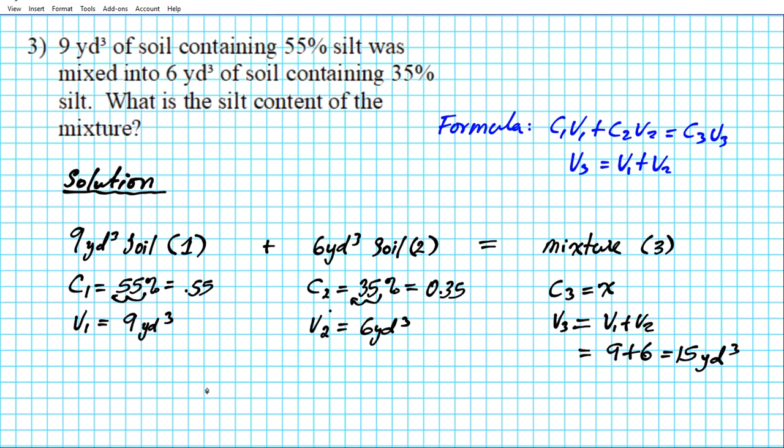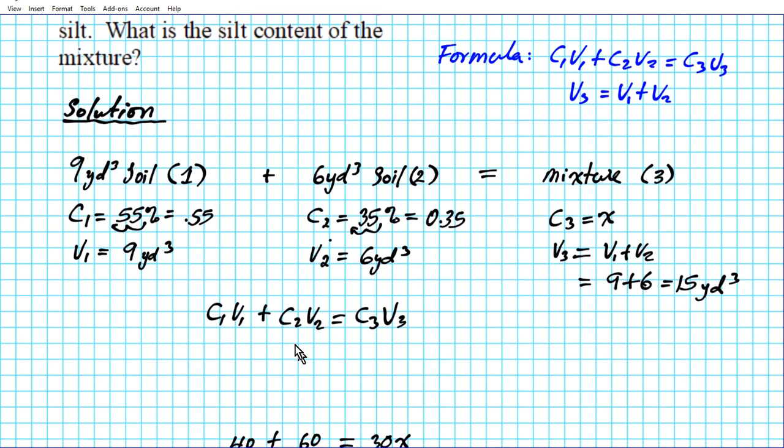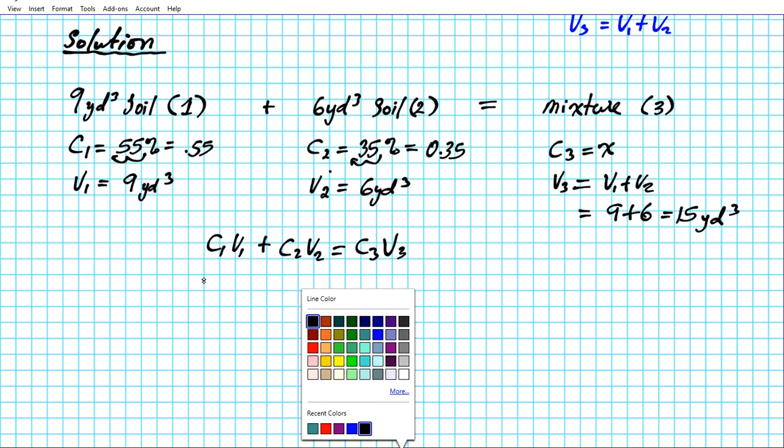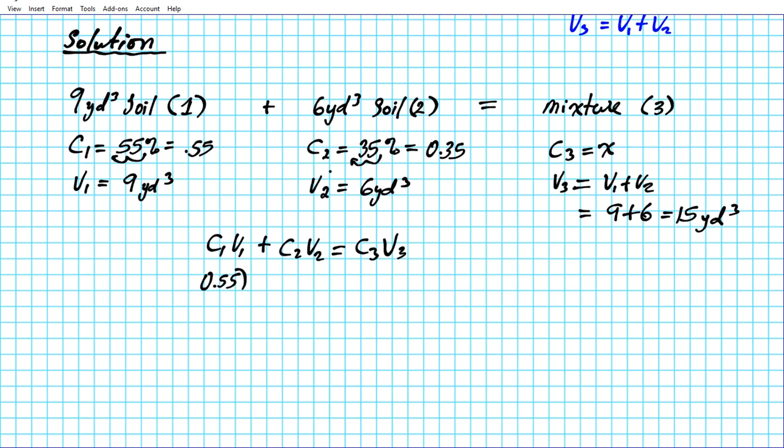Now we're going to put all the information we have into the formula: C1V1 plus C2V2 equals C3V3. So if we put them all in, we're going to have C1, 0.55, times V1, which is 9, plus C2, which is 0.35, times V2, which is 6, equals C3, which we do not know, X, times V3, which is 15.